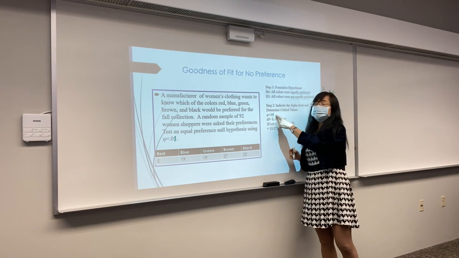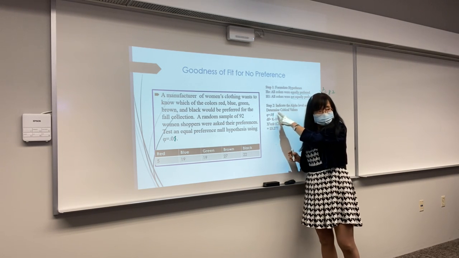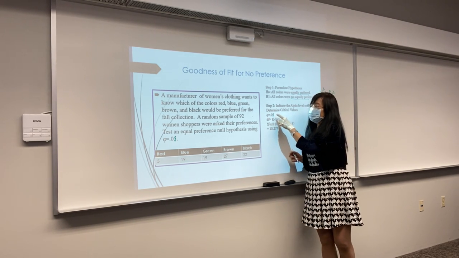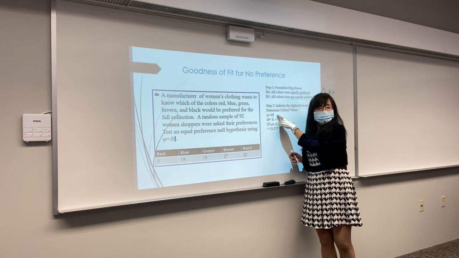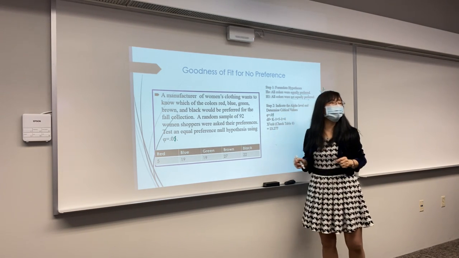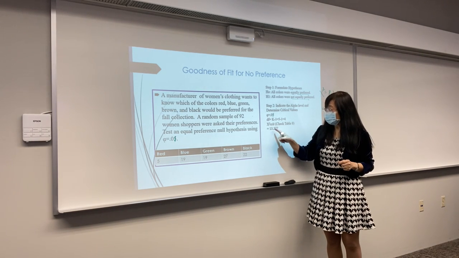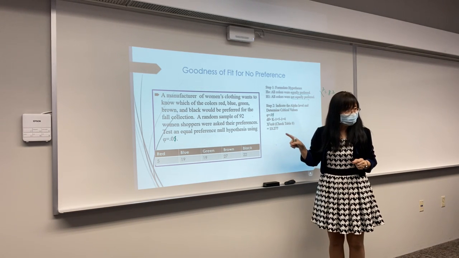This one based on group is 0.01. It's a good thing I didn't open this one here, so I'm going to change it before I open it. 0.01, okay? Rather than 0.05. And that's why your critical value is 13.277.